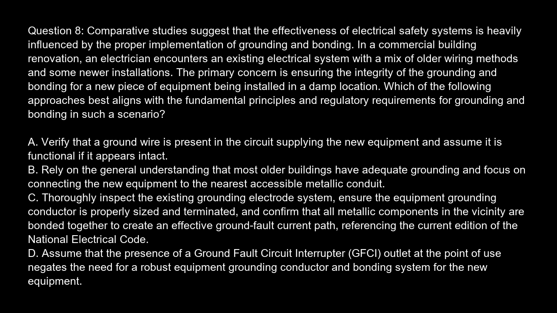Option C. Thoroughly inspect the existing grounding electrode system, ensure the equipment grounding conductor is properly sized and terminated, and confirm that all metallic components in the vicinity are bonded together to create an effective ground fault current path, referencing the current edition of the National Electrical Code. Option D. Assume that the presence of a ground fault circuit interrupter, GFCI, outlet at the point of use negates the need for a robust equipment grounding conductor and bonding system for the new equipment.